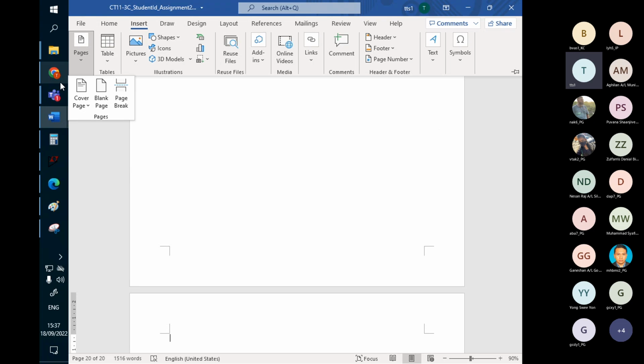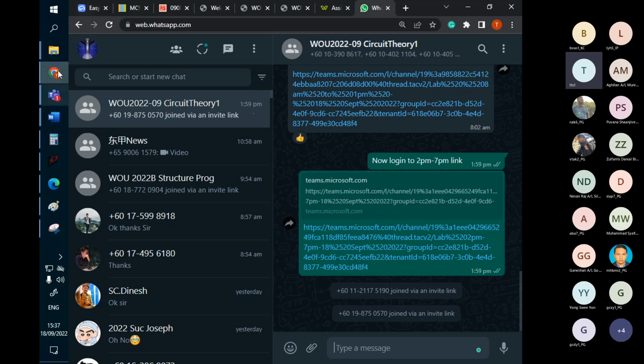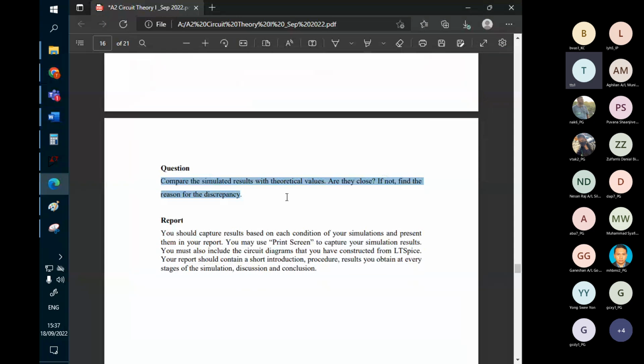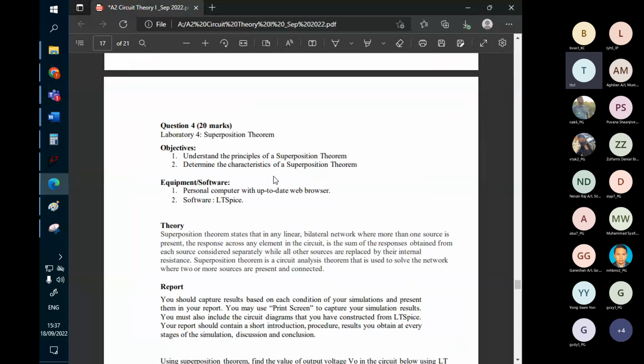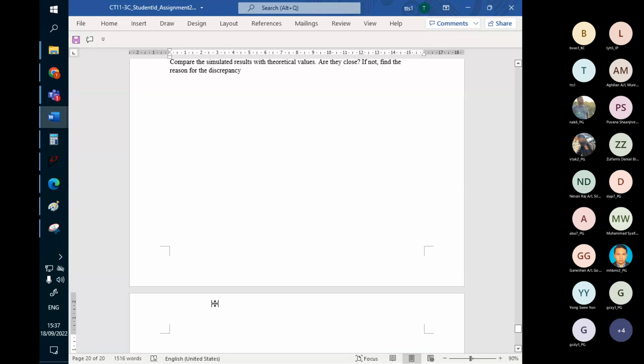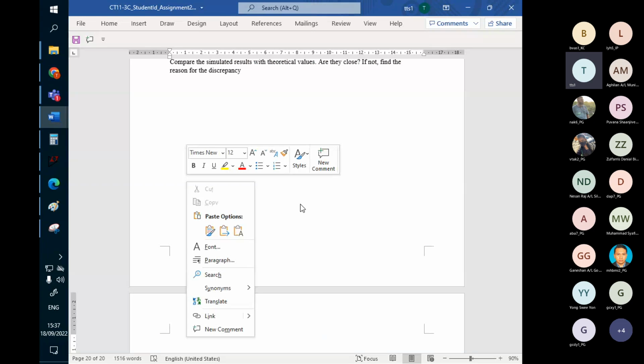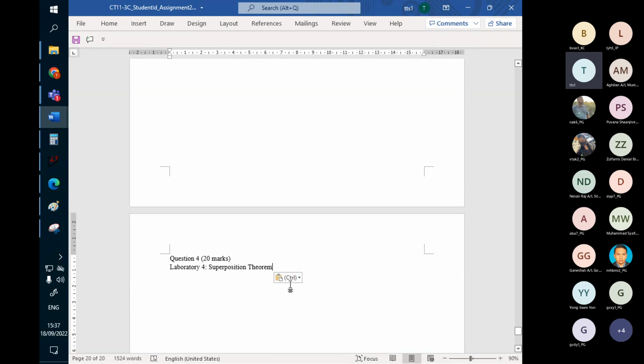Now we come to the last two questions. Superposition, another theorem. Look at this another theorem here. Superposition. Let's quickly go through this header.